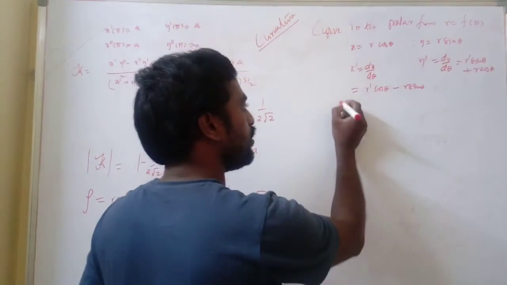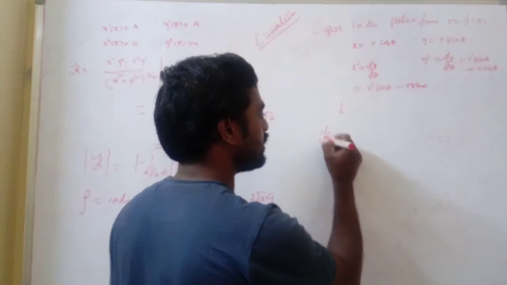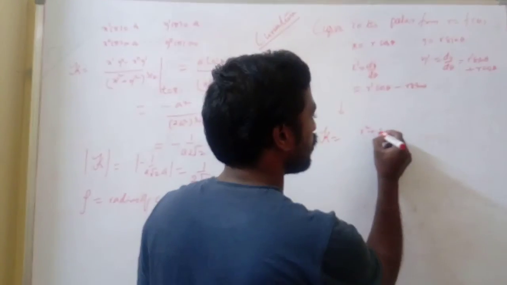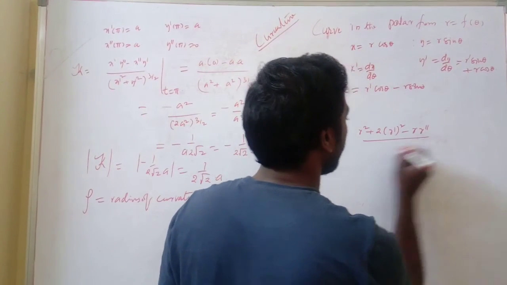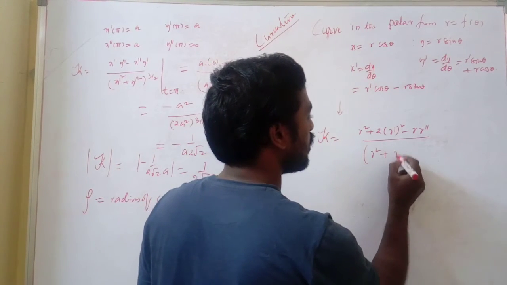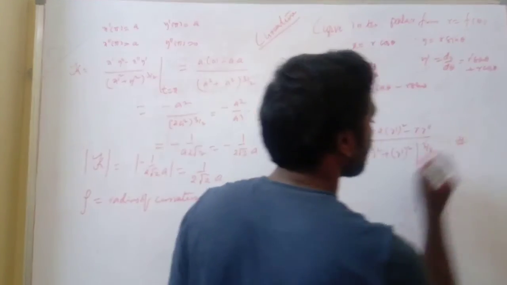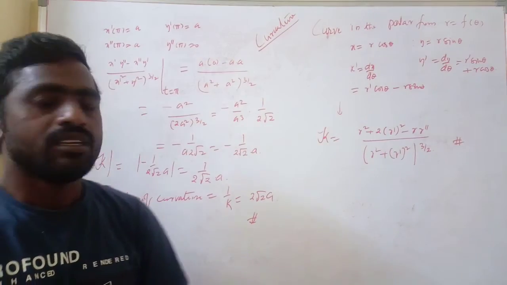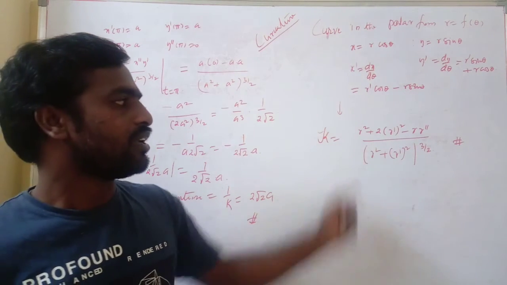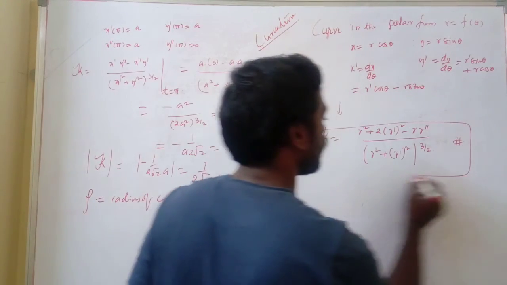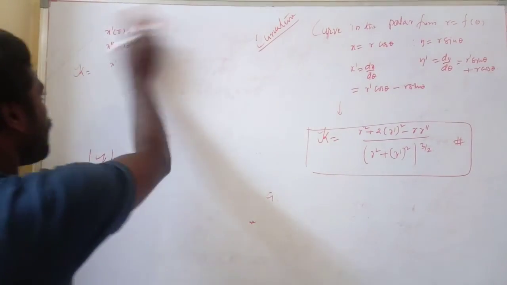Using the same procedure as in the previous cases, finally you get the curvature k equal to r square plus 2 into r derivative power 2 minus r into r second order derivative, divided by r square plus r derivative power 2, whole to the power of 3 by 2. So this is the formula for the curvature of the curve if the curve is in polar form.